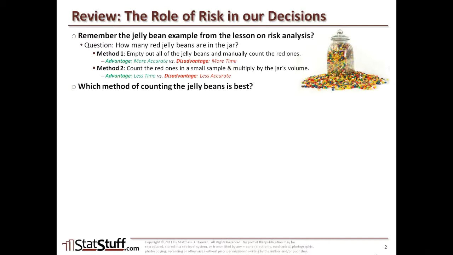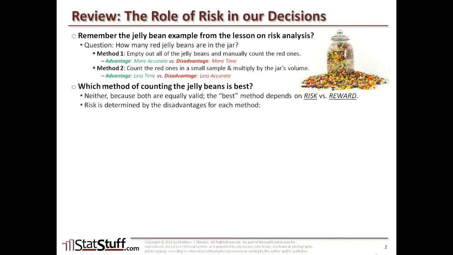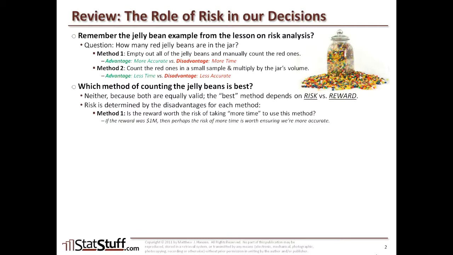So which method of counting the red jelly beans is best? Well, again, we said that neither was really best because they're both equally valid methods, but the best method really depends on risk versus reward. So risk is determined by the disadvantages for each of those methods that we might employ. So we said for the first method, from a risk perspective, we would be looking at the disadvantages. Is the reward worth the risk of taking more time to use this method? If the reward was just $1 million, then we'd say that perhaps the risk is worth the time for ensuring that we're getting a more accurate answer.